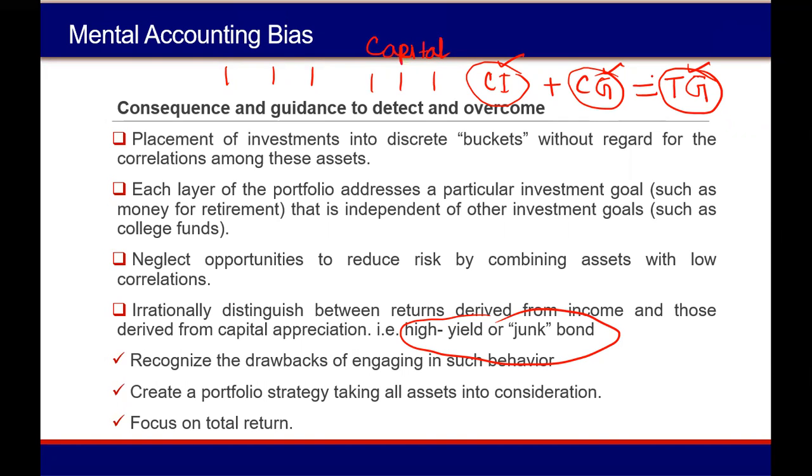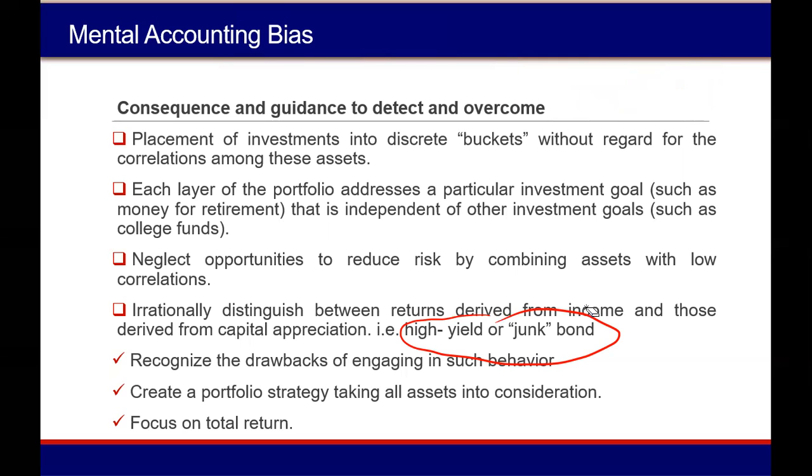So we need to think from the total perspective, and for that reason we have to avoid the mental accounting bias, and we need to think about our risk and return from the total consideration.